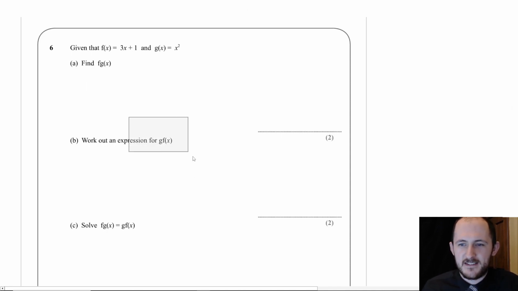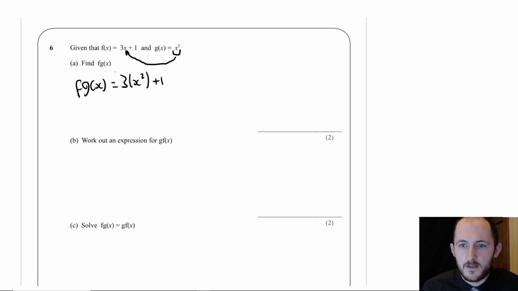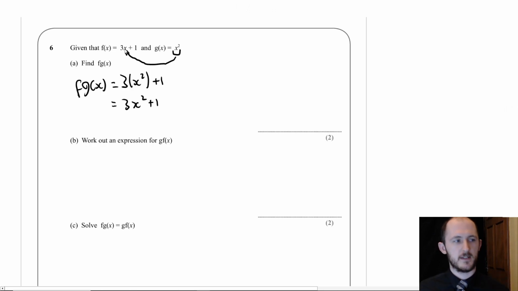Okay, so again, very similar stuff. So find fg of x means you're just taking g of x and replacing it in this equation. So fg of x is just 3x squared plus 1. So again, all you do is you take the whole of the g function. So if there's extra stuff, I'll take the extra stuff and shove it into where x is in this equation. Or substituting it if you want to use slightly correct terminology.